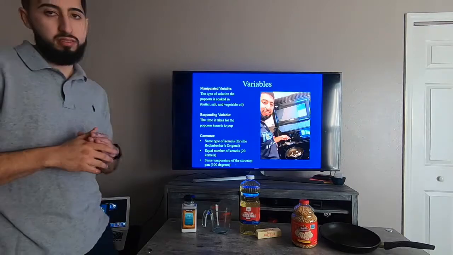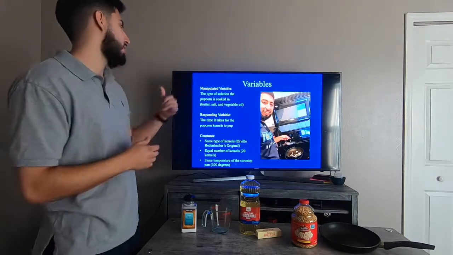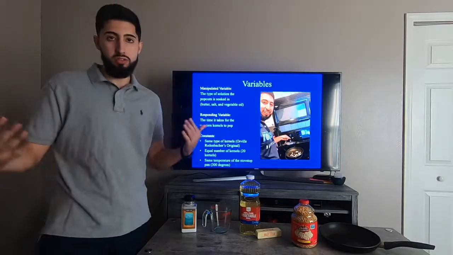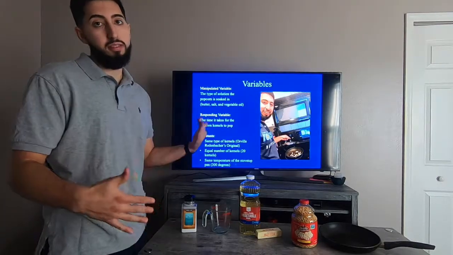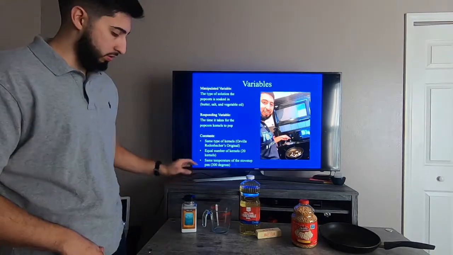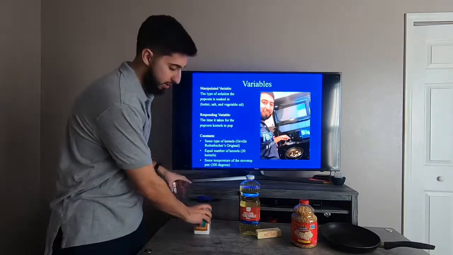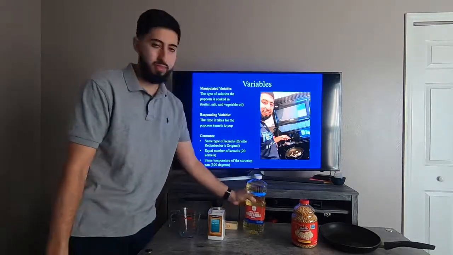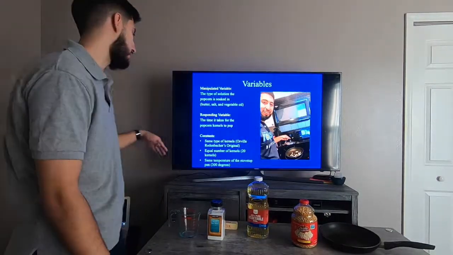So variables. The manipulated variable, the variable that's going to change, is the type of solution the popcorn is soaked in. Again, for this experiment, we're using salt, butter, and vegetable oil, which we all have right here. We've got the salt, we've got the butter, we've got the vegetable oil.